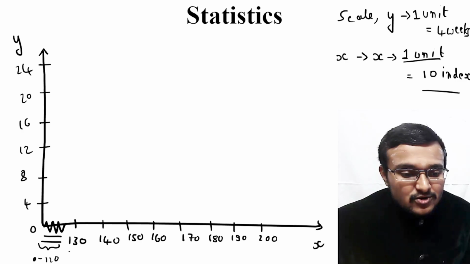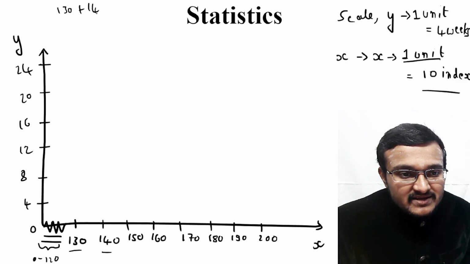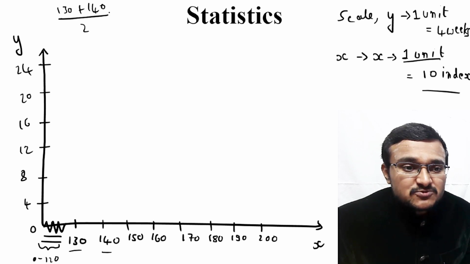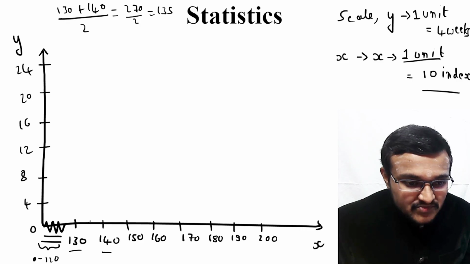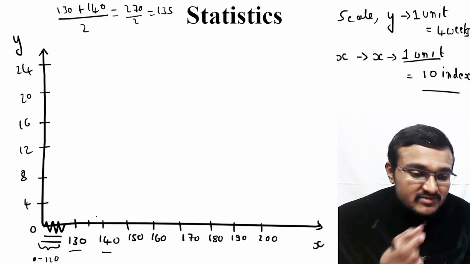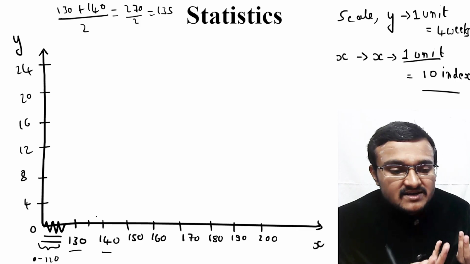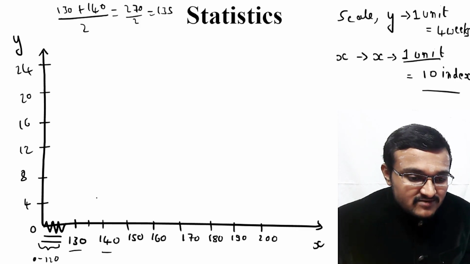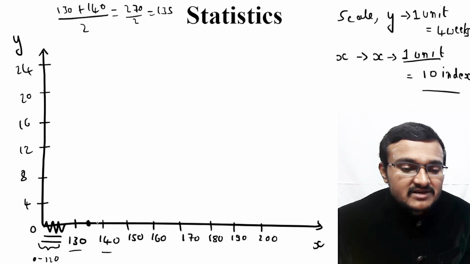So in the first range, lower limit is 130, upper limit is 140. So 130 plus 140 divided by 2. What is 130 plus 140? It will be 270, divided by 2, equal to 135. So 135 means it will be here. So this is the 135 mark. And what is the frequency at 135? That means what is the frequency between 130 and 140? Frequency is 0 because there is no number of weeks present from 130 to 140. So the y-axis value will be 0. So 135 comma 0 will be the first point.